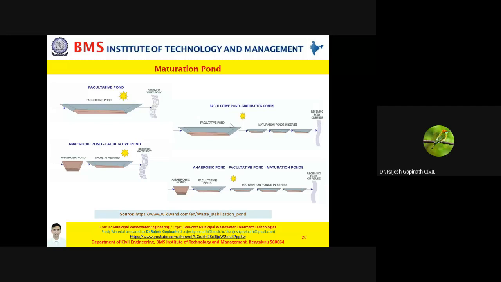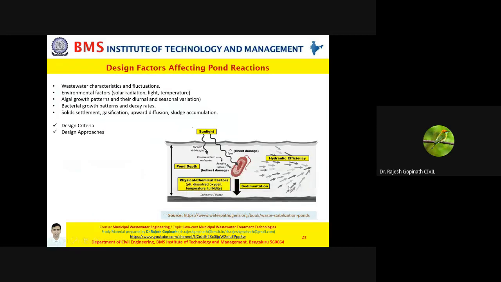Now this again depends on the design attributes. You can have the facultative pond first, and then the maturation ponds, or you can have the anaerobic pond, then the facultative pond, and the maturation ponds. Please note it all depends on what your requirement is. So I'll repeat and summarize.